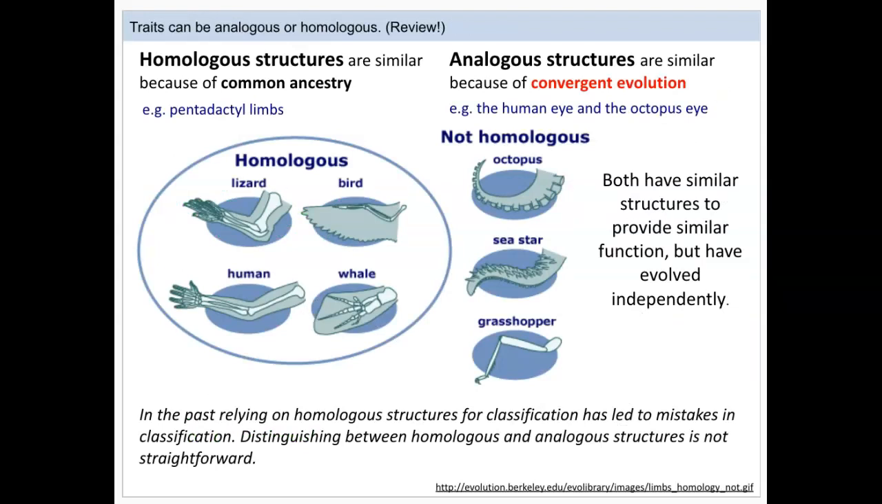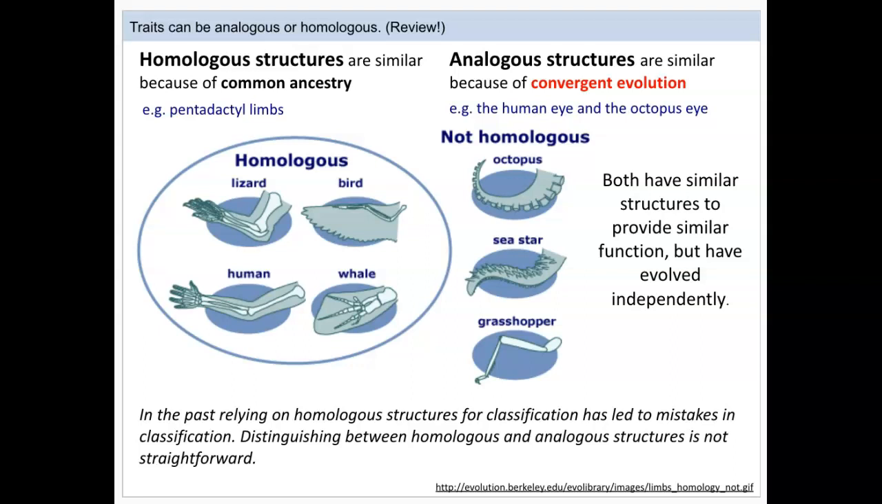Homologous structures, remember this is review, are structures that are similar because they share a common ancestor. It means that the DNA instructions that led to those traits are incredibly similar. Therefore, it's evidence towards divergent evolution or recent common ancestry.